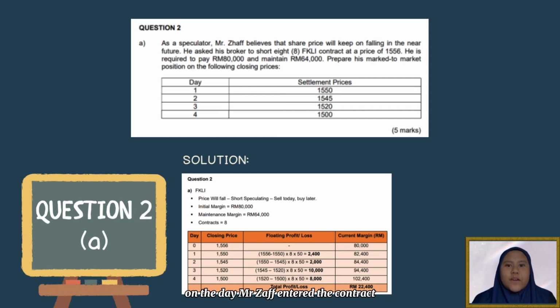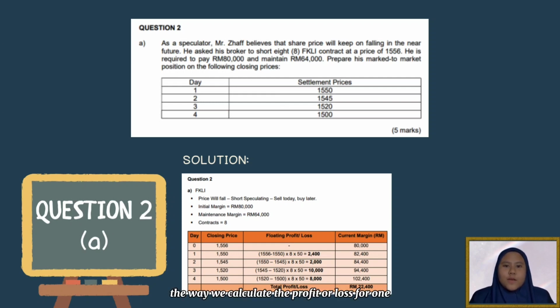On the day Mr. Zaf entered the contract, the closing price was 1556 with the same initial margin, which is 80,000 ringgit. On day 1, the closing was 1550 that brought him a profit of 2,400. Simultaneously, the current margin also increased to 82,400 ringgit.